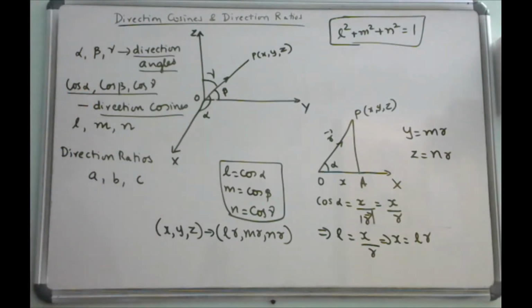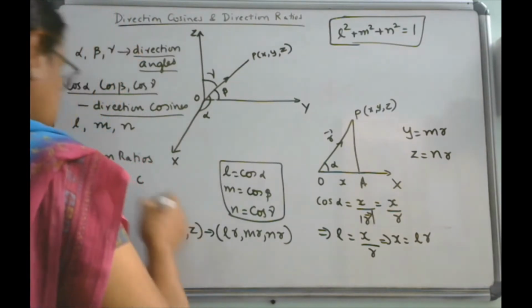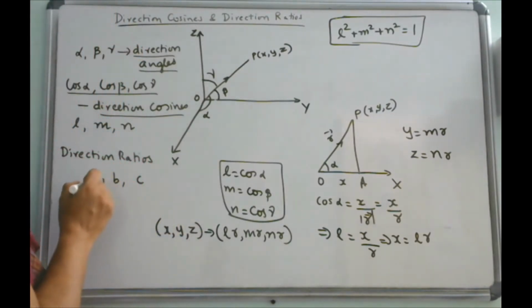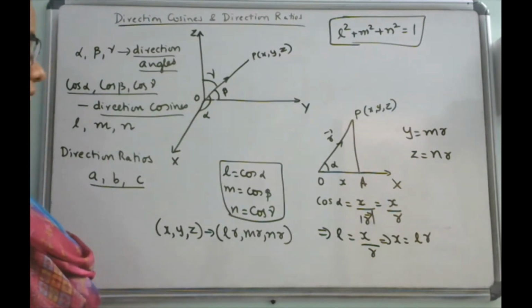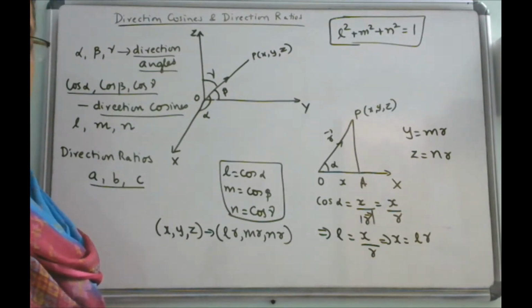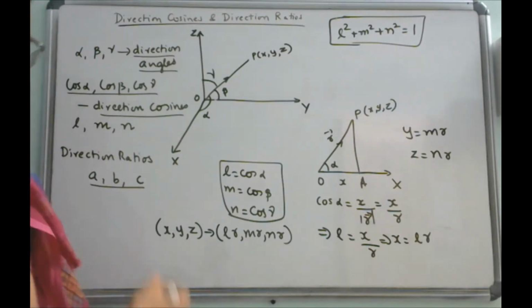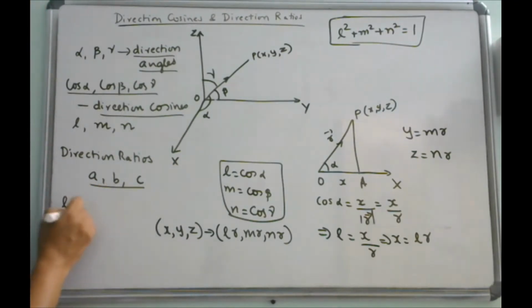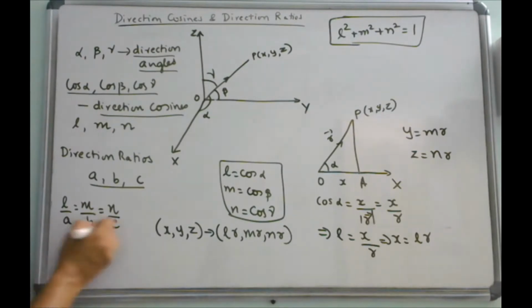Okay, when talking about the direction ratios, I said they are three numbers A, B, C which are proportional to the direction cosines. That is, we have l/a = m/b = n/c, where these a, b, c are known as the direction ratios.